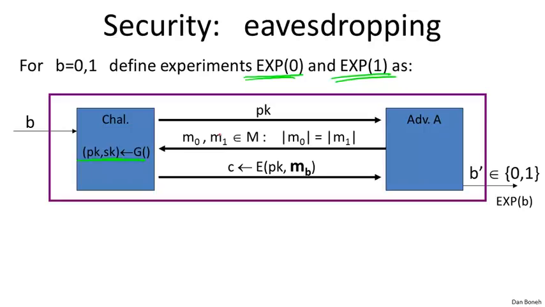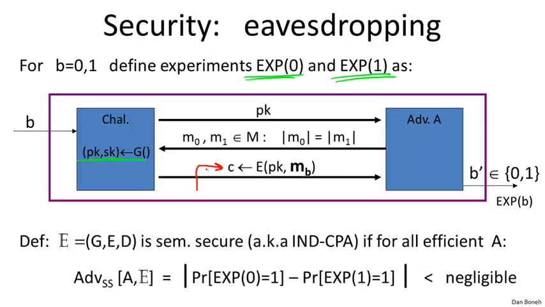So in this game, the attacker only gets one ciphertext. This corresponds to an eavesdropping attack where he simply eavesdropped on that ciphertext C, and now his goal is to tell whether the ciphertext C is the encryption of M0 or M1. No tampering on the ciphertext C is allowed just yet. And as usual, we say that the public key encryption scheme is semantically secure if the attacker cannot distinguish experiment 0 from experiment 1. In other words, he cannot tell whether he got the encryption of M0 or the encryption of M1.